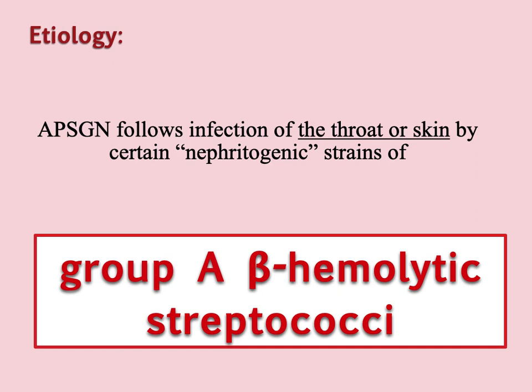Etiology of post-streptococcal glomerulonephritis. It usually follows infection of the throat or skin by certain nephrogenic strains of group A beta hemolytic streptococci. Usually, it follows streptococcal pharyngitis during cold weather months and streptococcal skin infection or pyoderma during warm weather months.